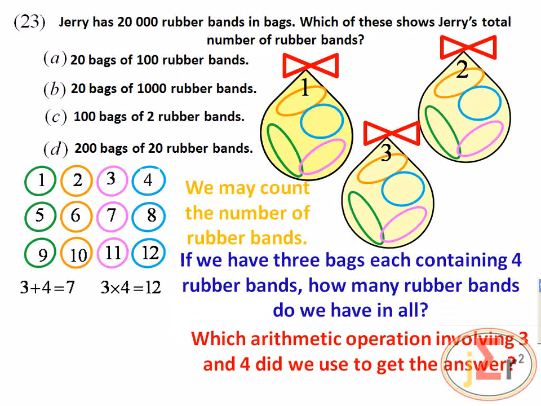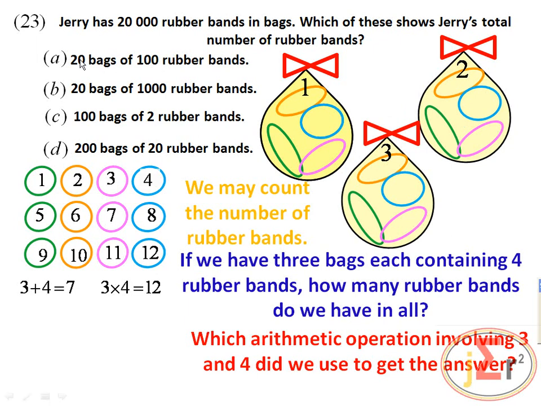So take a look at the possibilities. We have 3 plus 4, and that is equal to 7. So it is not addition. 3 times 4 is equal to 12. So we are sure that it is multiplication. So we multiplied. Why am I using 3 bags of 4 rubber bands to determine that we need to multiply?